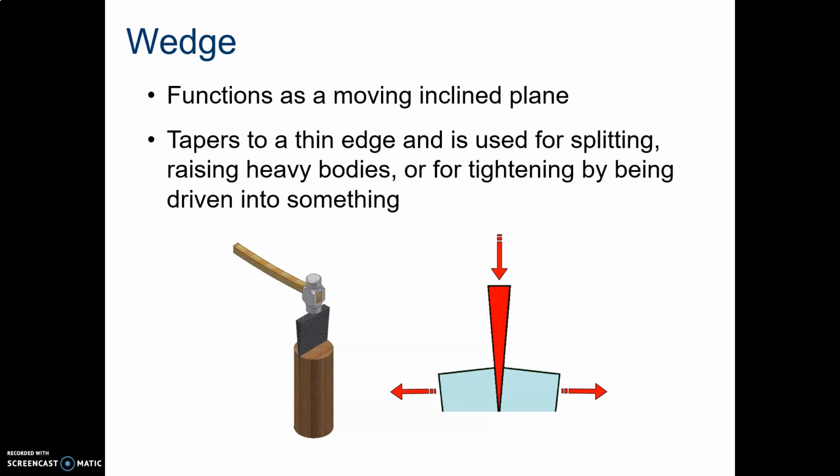The wedge just functions as a moving inclined plane. It tapers to a thin edge and is used for splitting or raising heavy bodies, or for tightening by being driven into something. So you might have seen a wedge used as like a shim when you are trying to level cabinets, or we recently replaced a toilet and we had to put a shim in there so that the toilet was level. Or you use it to split wood. That's another function of it.